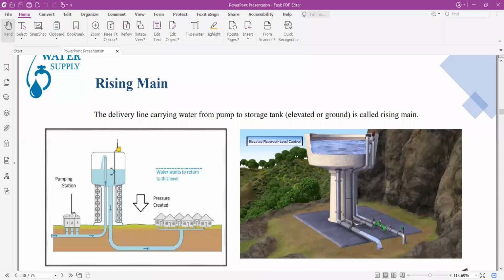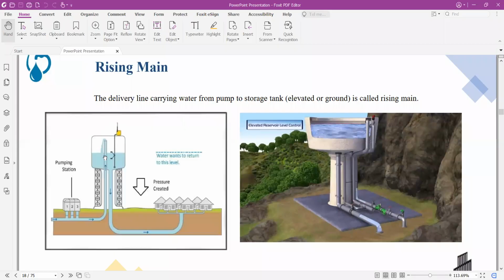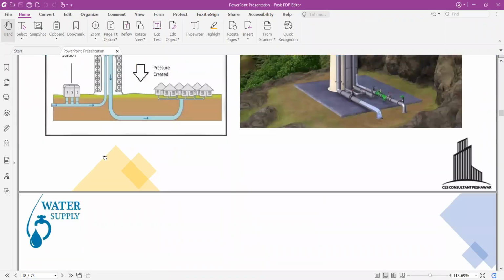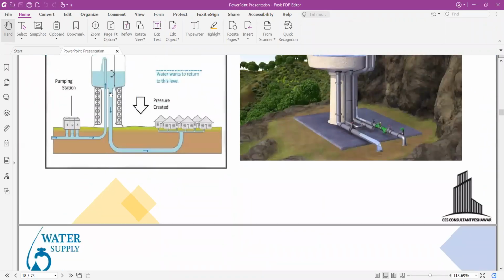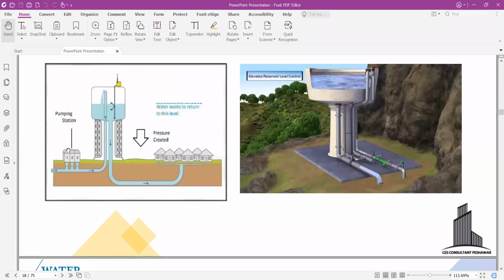A rising main is basically the pipe connected to the storage tank through which the water is supplied from a pumping station to the storage tank. So this pipe is basically a rising main, which sends or transfers the water from the pumping station to the storage tank.